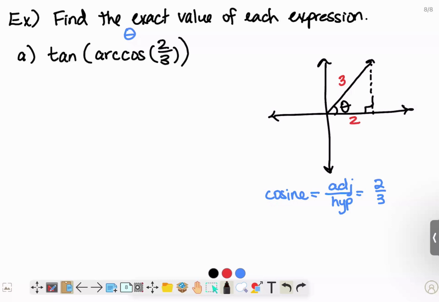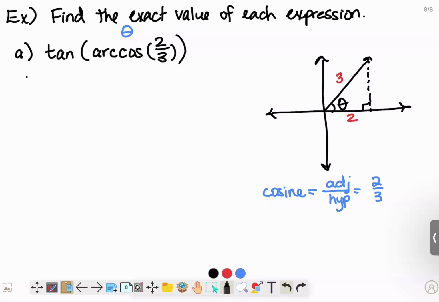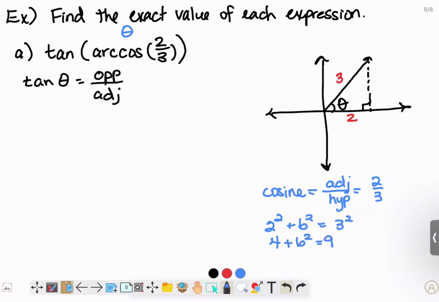Now, ultimately, we want to find tangent of this angle, and tangent is opposite over adjacent. So we need to figure out this opposite side to be able to solve this. Okay, so we're going to use the Pythagorean theorem. We've got a squared, we don't know b squared, that's got to equal c squared. So 4 plus b squared equals 9. I'm trying to figure out b, so I'm solving for b. Let's start by subtracting this 4. So b squared equals 5.